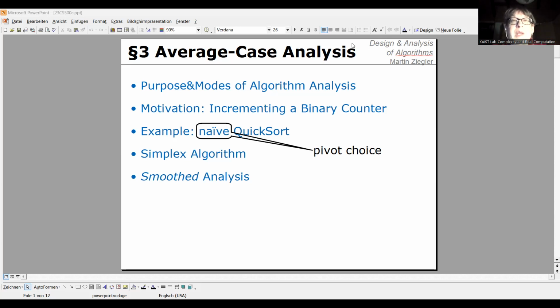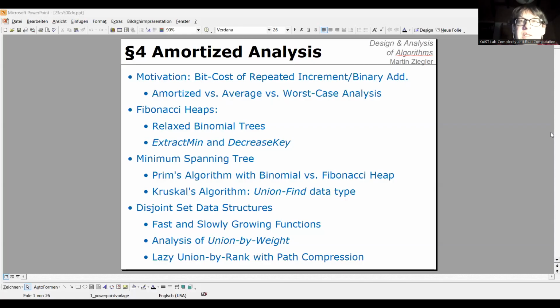That was chapter 3, and then chapter 4 on amortized analysis. Again, we started with a motivation of the binary counter, but mathematically the analysis was the same, but from the perspective of computer science, now we didn't consider an average input, but we considered a sequence of increment operations and the average over the sequence of increment operations. And we were able to generalize that to a sequence of adding binary powers of 2, all resulting in constant amortized cost.